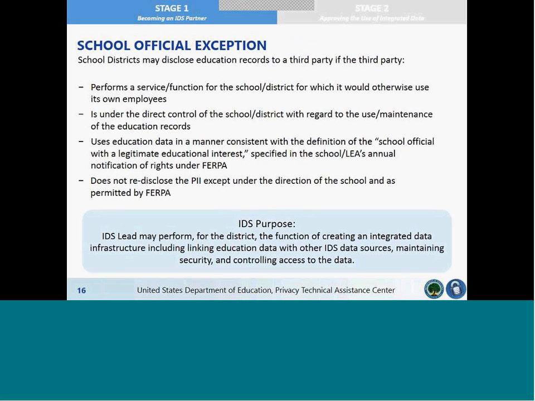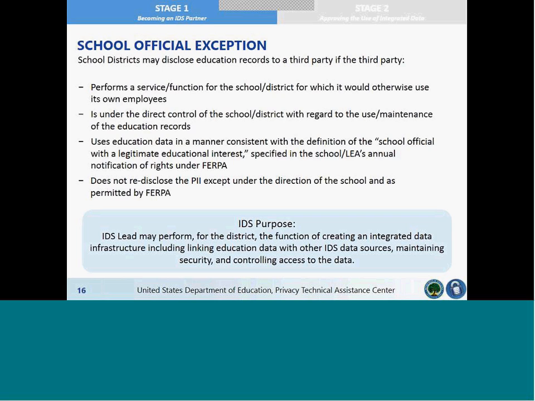An alternative exception, which school districts and LEAs can use, is the school official exception. The school official exception allows districts to disclose, again, PII from education records without parental consent to a third party, provided that third party is performing some function or service that the district would otherwise use its own employees to perform.